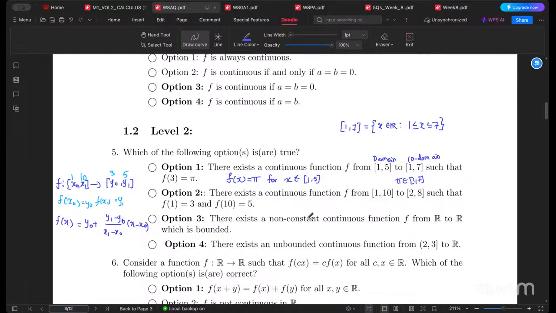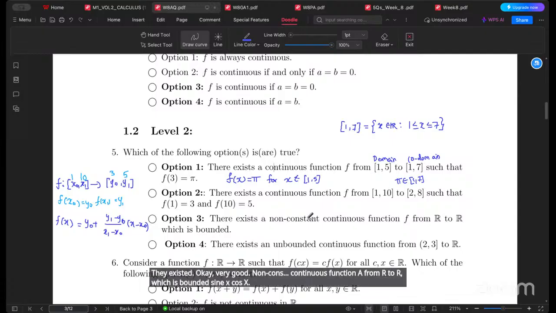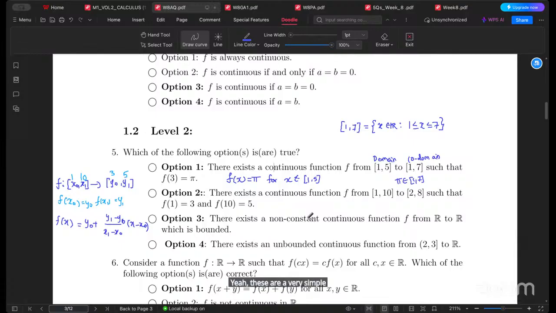There exists a non-constant continuous function f from R to R which is bounded. True: sin x, cos x. Yeah, these are very simple examples you can think about. Okay, what about option 4?